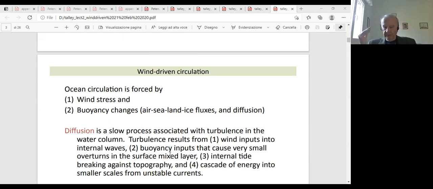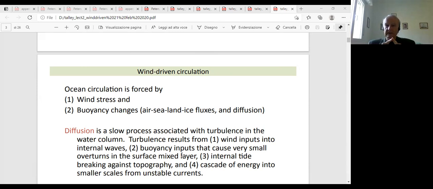This is why, if you remember, I showed you the vertical distribution of temperature, and you have seen that during the autumn and winter you have the surface mixed layer, due to the overturning caused by the buoyancy input, or due to the loss of heat in the surface layer.